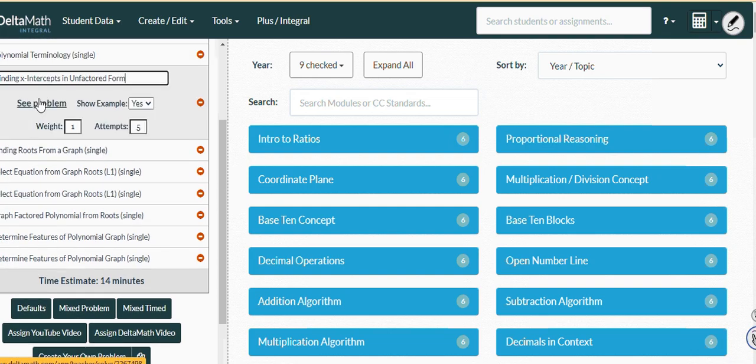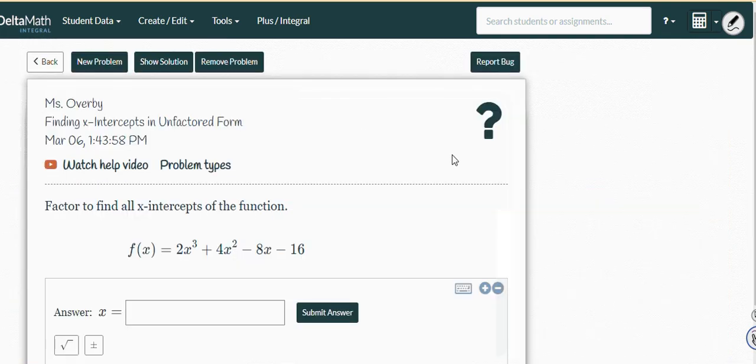Okay, so find x-intercepts in unfactored form. All right. We're going to have to factor by grouping with this one, and that's why I wanted to go over it real quickly. So finding the x-intercepts, once again, like the y-intercepts, we plugged in 0 for x. But the x-intercepts, we plug in 0 for y. So if we plug in 0 for y, let's take this out and plug in 0 for y.